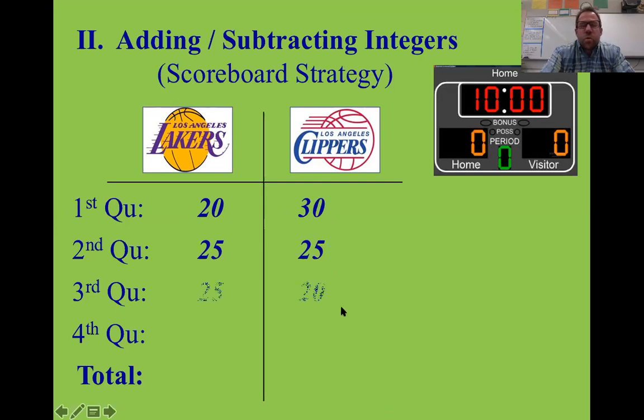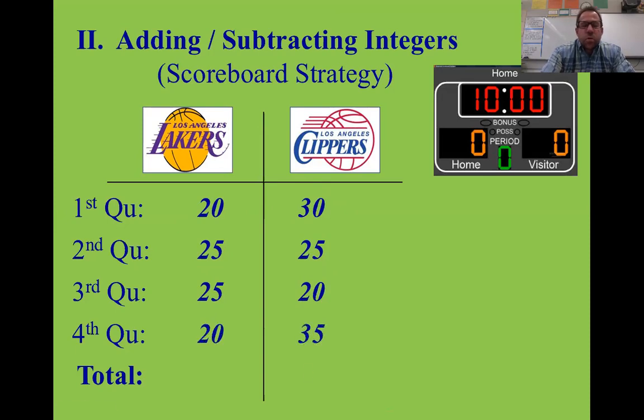In the third quarter, the Lakers come out and they're kind of on fire, and they score 5 more points in the third quarter. Okay, so if you can do a little quick math, up here was a 10-point difference, but then they scored 5. So the Clippers are still winning by 5. And then in the fourth quarter, let's find out what happens in the fourth quarter. Okay, and you're copying this down on your notes.